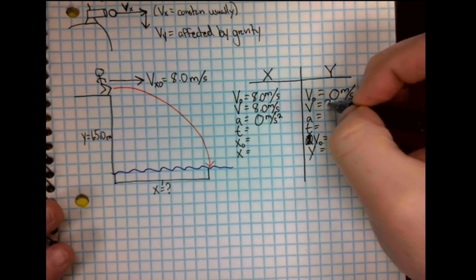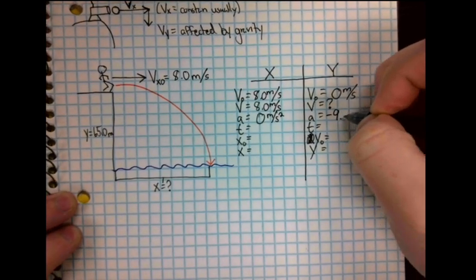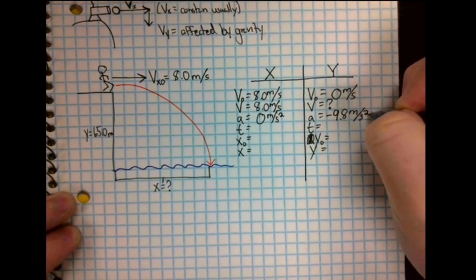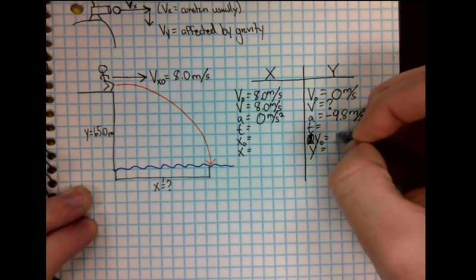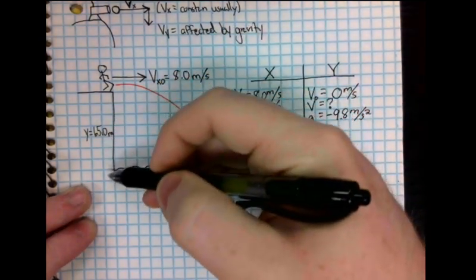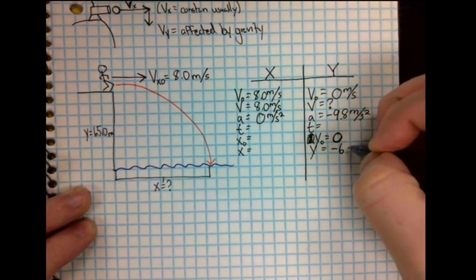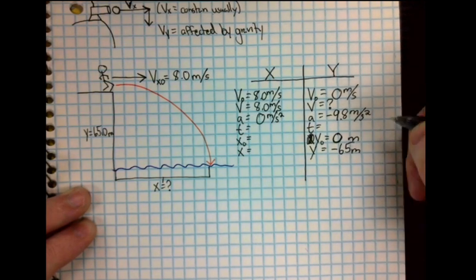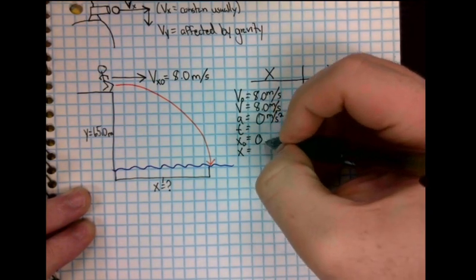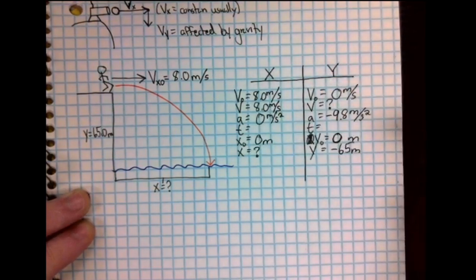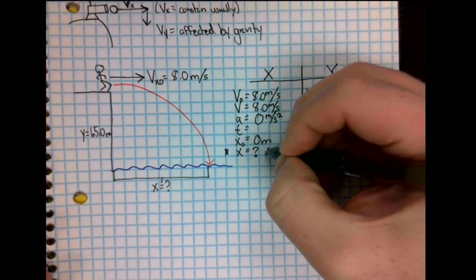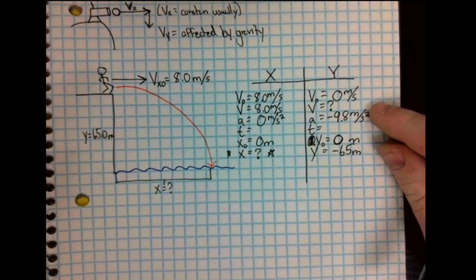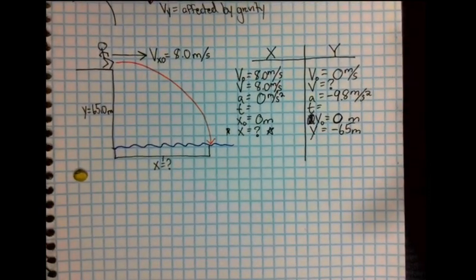So this is currently unknown because we know that there's going to be a negative 9.8 meters per second squared acceleration in the y direction because of gravity. We know our y position starts at 0, and then we're going to fall 65 meters. So that's negative 65 meters. And in the x direction, our initial point is 0 meters, and then our final x is actually what we're looking for. This is the key piece of information for the question. That's what we're going to be trying to figure out.